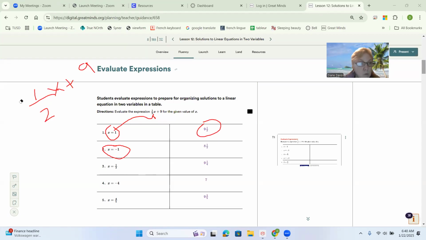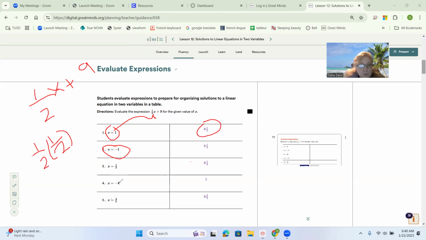The next one is 1/2. Well, 1/2 times 1/2 is 1/4, because you multiply it. 1 times 1 is 1, 2 times 2 is 4. That gives us 1/4, and 9 plus 1/4 is 9 1/4.